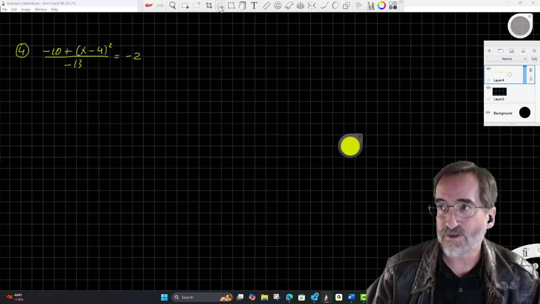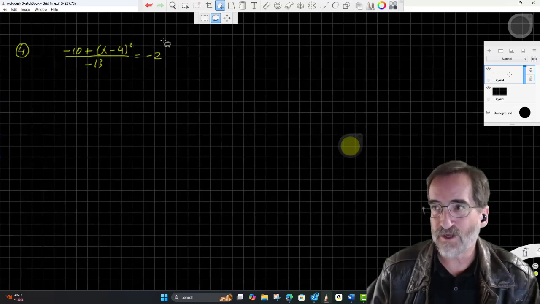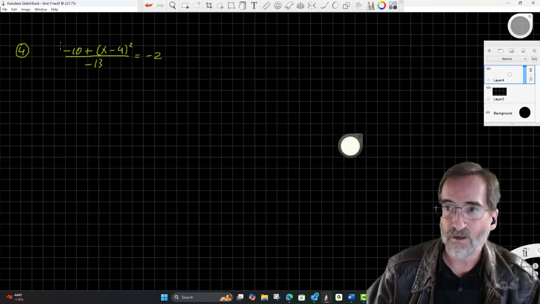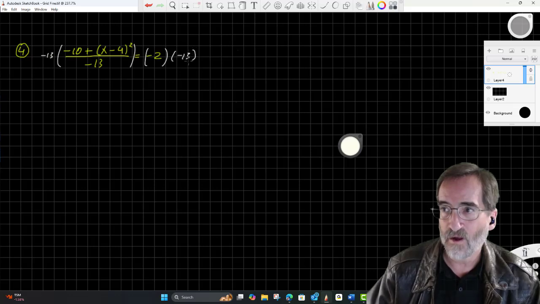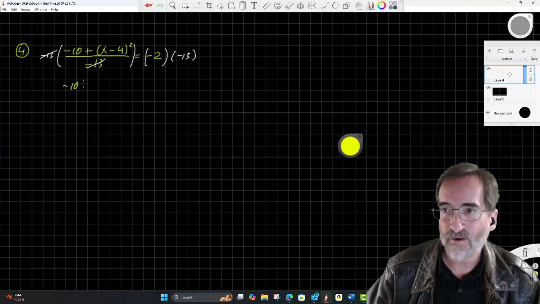I'm going to multiply both sides by -13. Let me move things around here a little bit and make a little room. I'm going to multiply both sides by -13 because it's the opposite of divide by -13. The multiply and the divide, being opposites, cancel each other out. -10 plus (x minus 4) squared equals negative times negative is positive, 26.